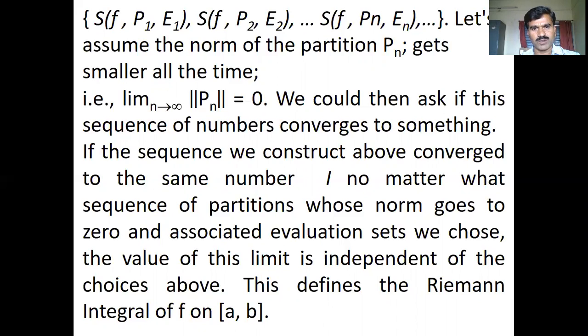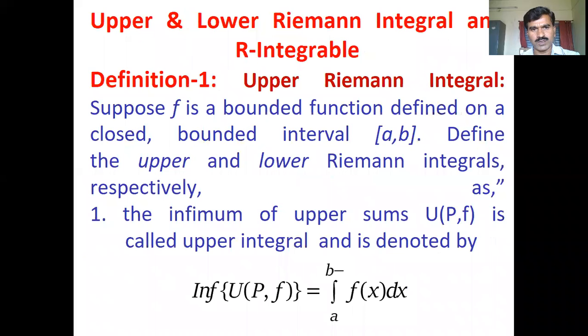Let us assume the norm of partition Pn gets smaller all the time. That is, the limit of the norm of Pn as n approaches infinity is 0. We could then ask if the sequence of numbers converges to something. If the sequence we construct above converges to the same number, no matter what sequence of partitions whose norm goes to 0, and associated evaluation sets we choose, the value of this limit is independent of the choices above. This defines the Riemann integral of f on the closed interval [a, b].